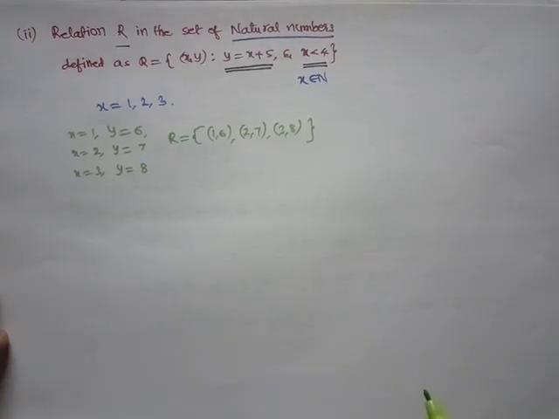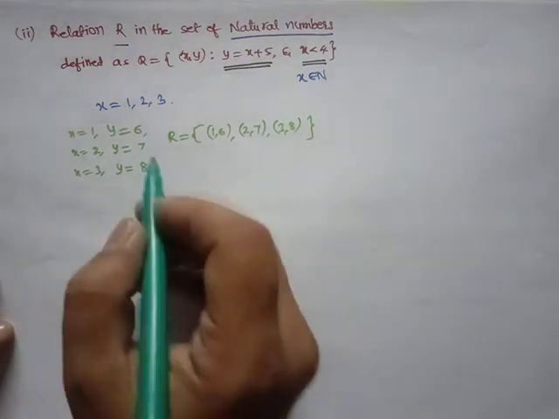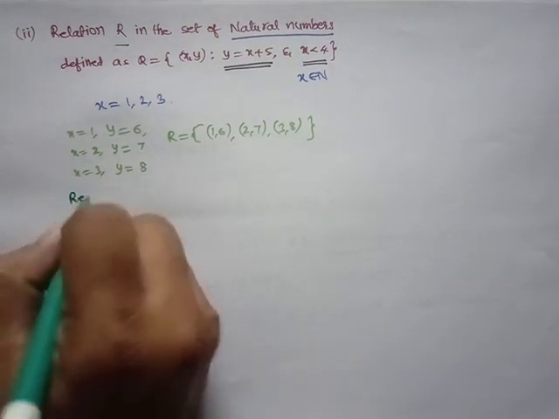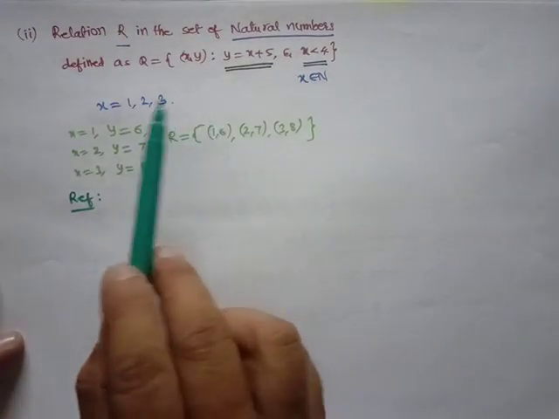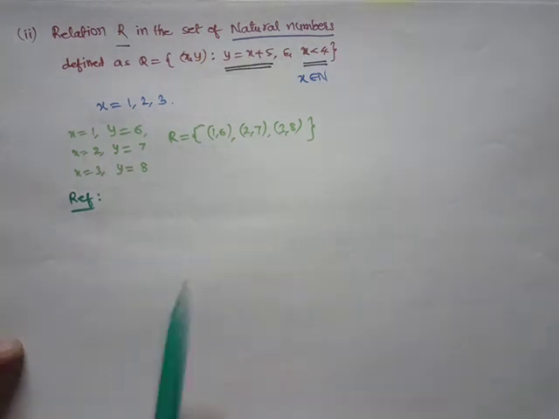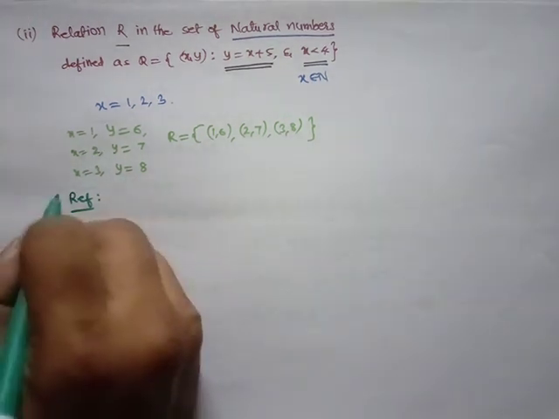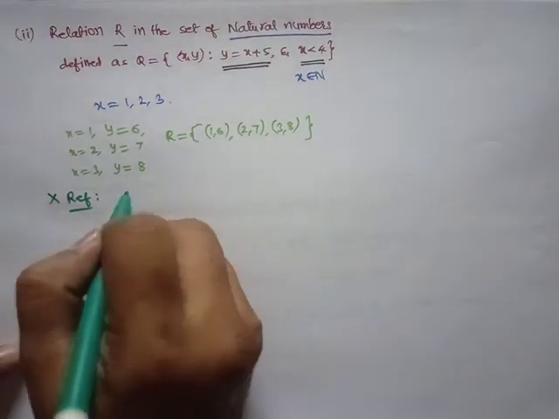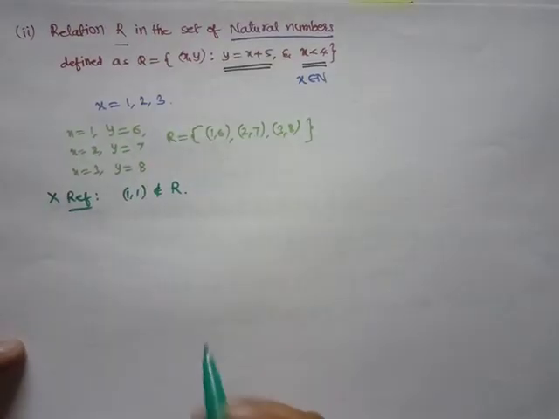Now after considering the set (1, 6), (2, 7) and (3, 8), what can we write here? What about reflexive? Can we say it is reflexive? It is having 1, 2, 3 as elements, but it is not having (1, 1), (2, 2), (3, 3) here. So it is not going to be reflexive. So simply you can write (1, 1) does not belong to the relation.